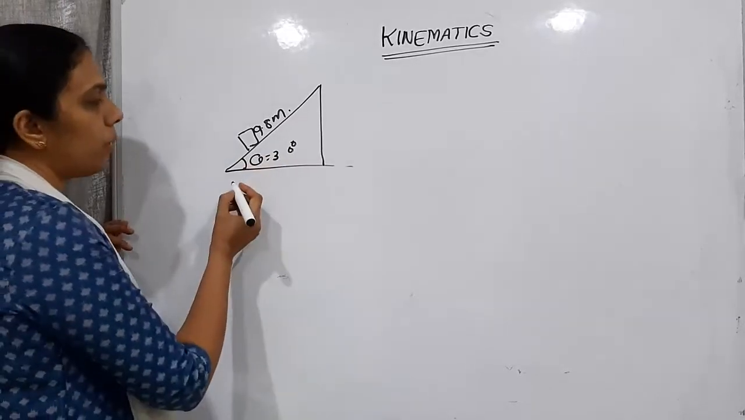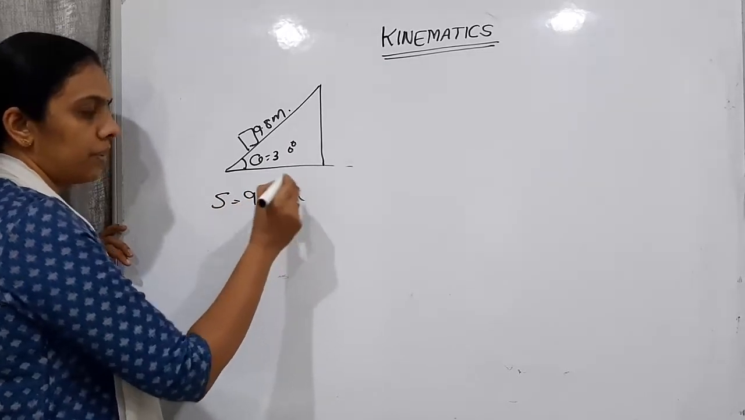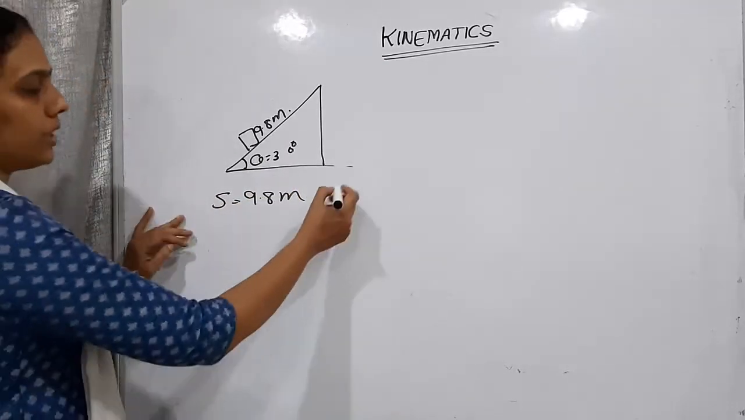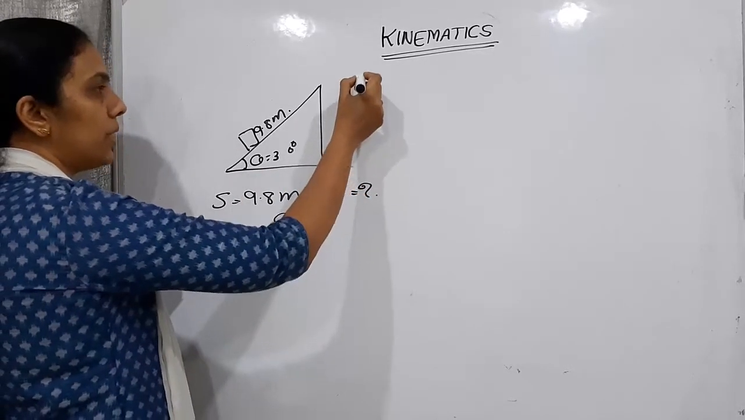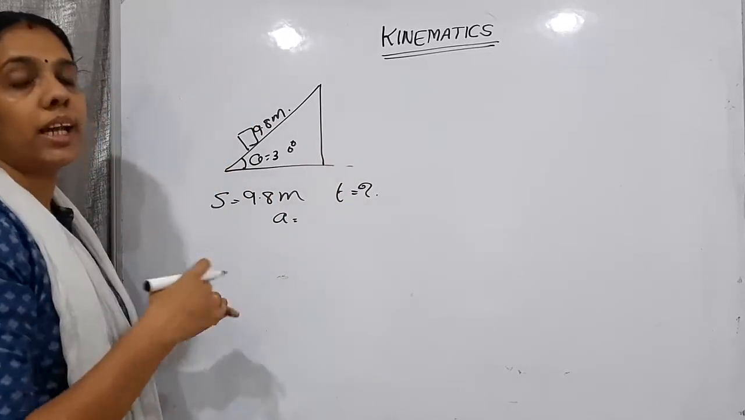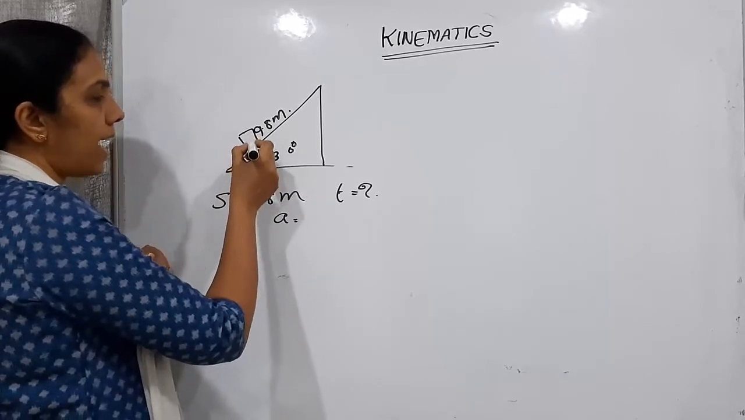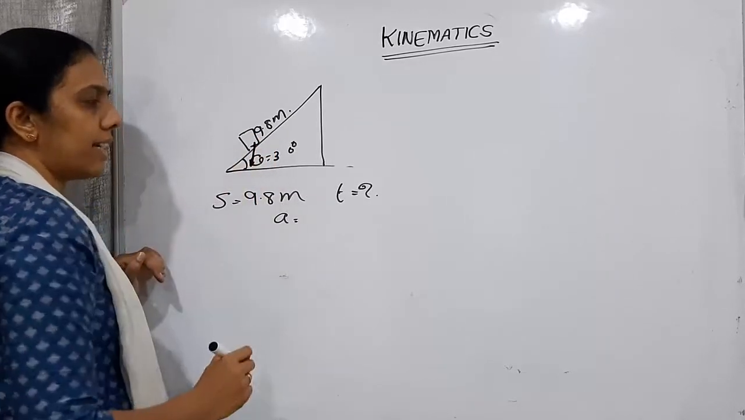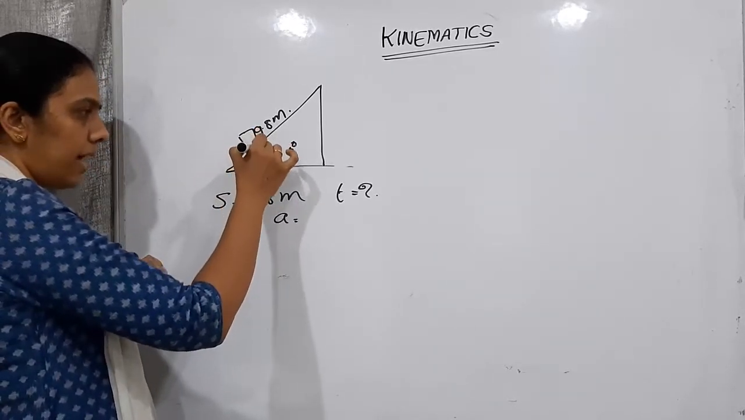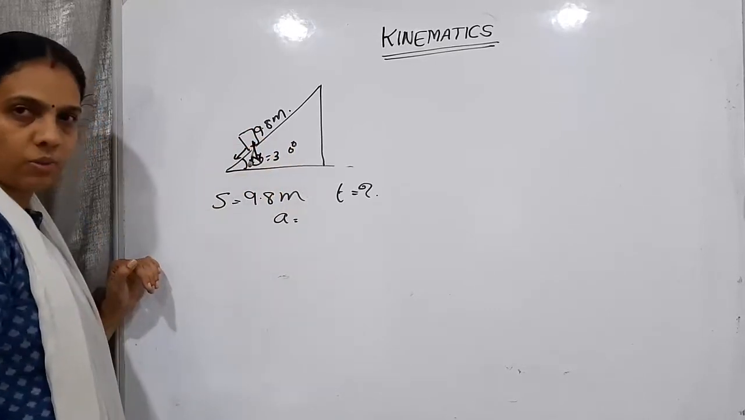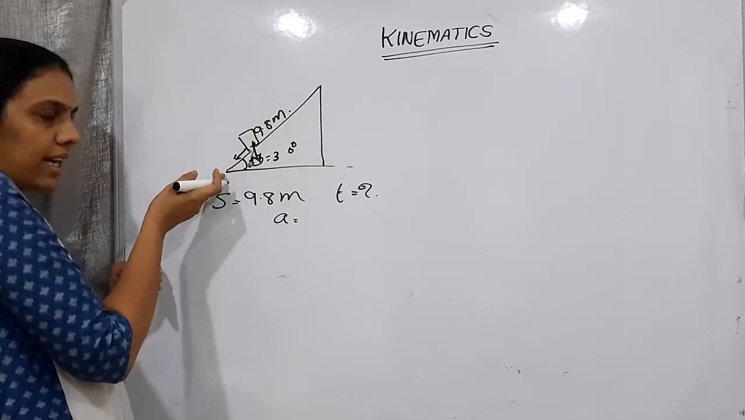So what will be the S here? The distance is given as 9.8 meter, and we need to find the time. What will be the acceleration here? When an object is moving exactly downward, we know the acceleration is g, 9.8 meter per second square. But here the object is moving with a slight inclination, while the acceleration acts exactly downwards. So we need to find the acceleration acting in this direction.